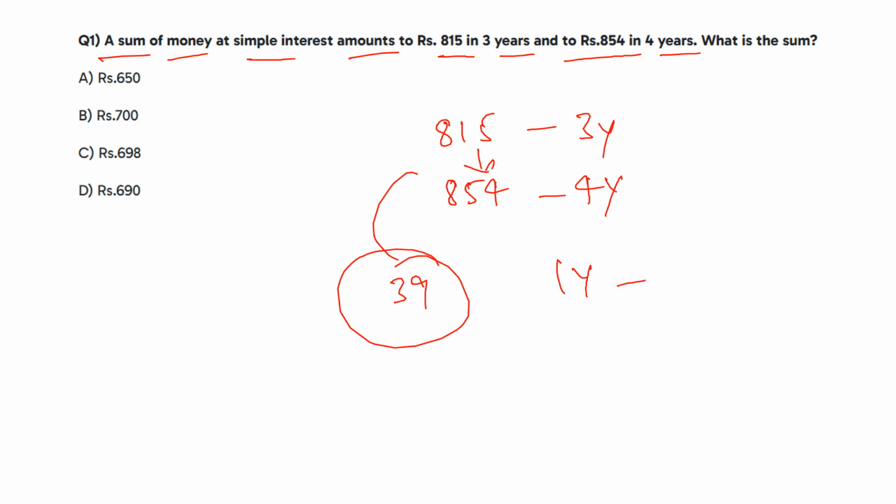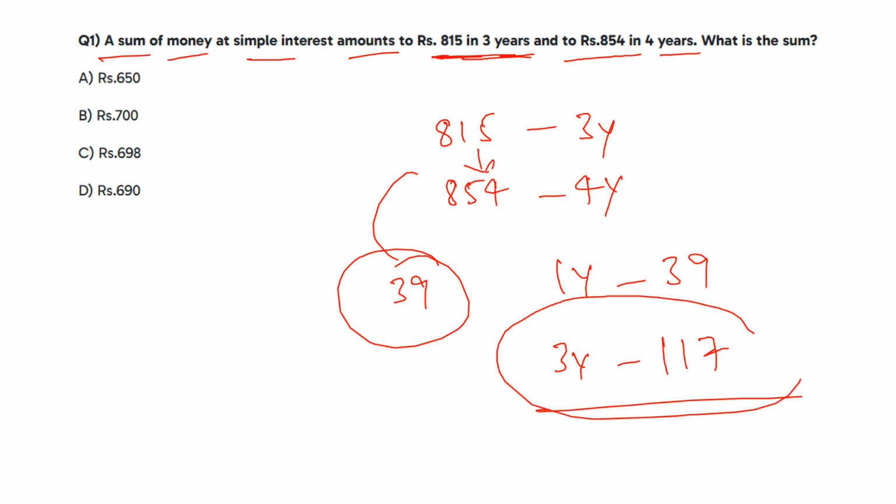39 for 1 year, so it was increased to 815 in 3 years. So before 3 years, what should it be? Suppose for 1 year, 39. For 3 years, 3 times 39 is 117. So in 3 years, the interest should be 117. If you subtract 117 from 815, you will get the initial value. Got my point? If you subtract this 117 from 815, then you will get the initial principal amount.